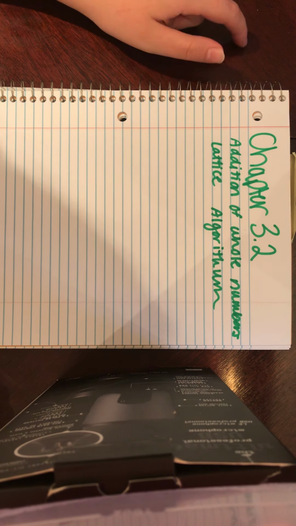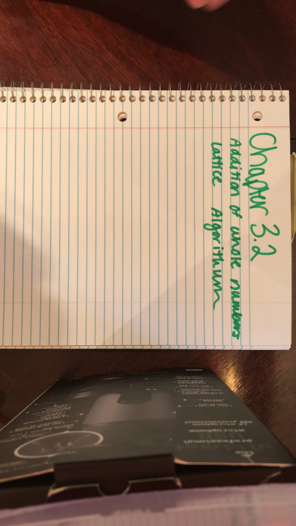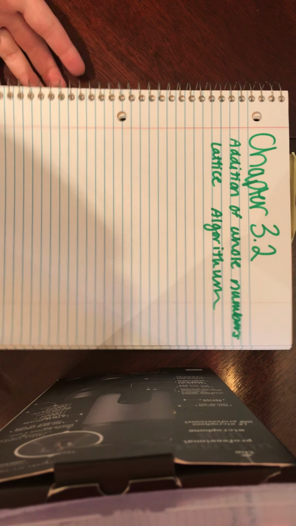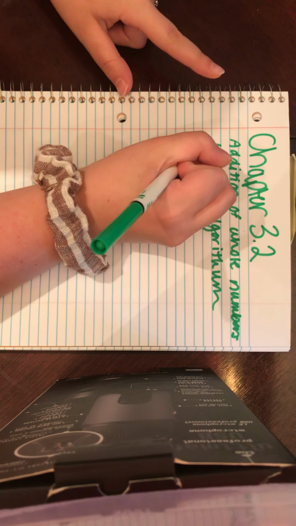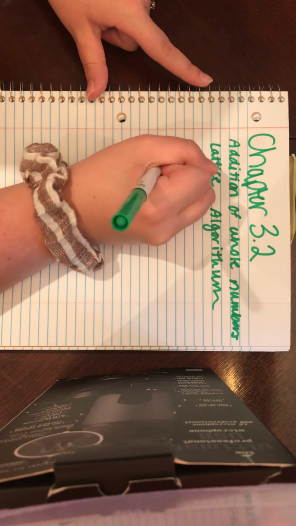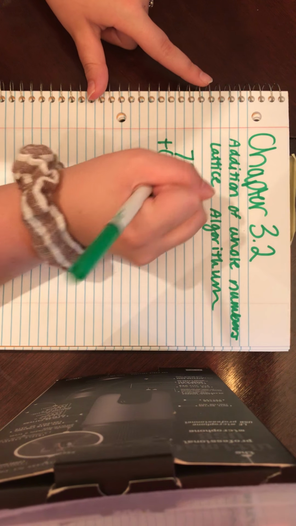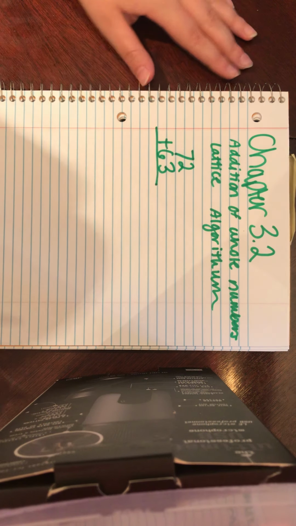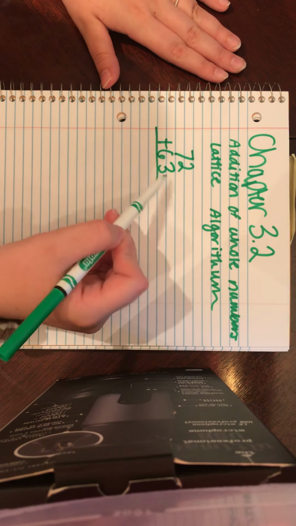Alright, so this video will be over chapter 3.2, addition of whole numbers, and one type that we can add whole numbers is going to be the lattice algorithm. So we're going to start out simple, and we're going to start by trying it with a two-digit number adding with another two-digit number. So my first number is going to be 72 plus 63.